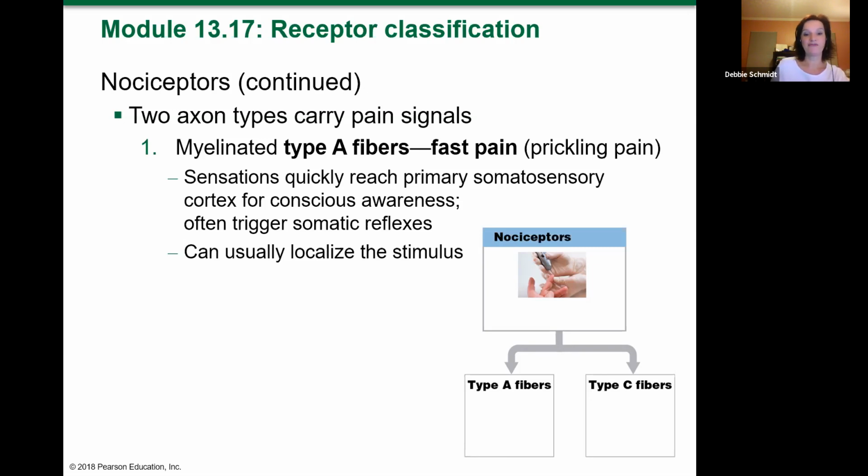Those are myelinated fibers. They can transmit very fast. And this is what we call prickling pain, okay? So these are usually damaging pain, and we want to get that information to the brain quickly so we can have some kind of response and stop before we have too much damage. And we can usually really localize the stimulus. So if you get a paper cut as you're sliding your finger down a piece of paper, you know which finger it is, right? It's not a guess on which finger you cut.